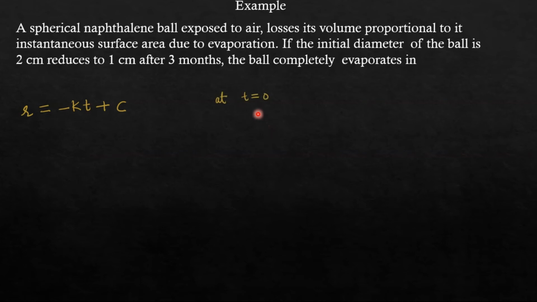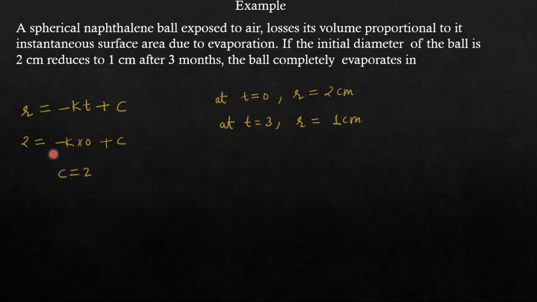Now it is given that at time t = 0, radius is 2 cm, and at time t = 3 months, radius is 1 cm. So put these values in this equation to get the value of this constant. This is the arbitrary constant. So at time t = 0, the value of r is 2 cm: 2 = -k × 0 + c. So from here you will get the value of c = 2.